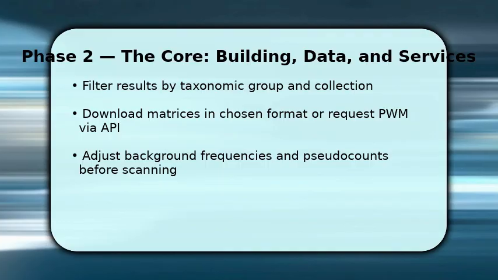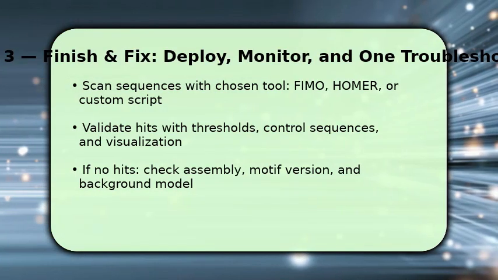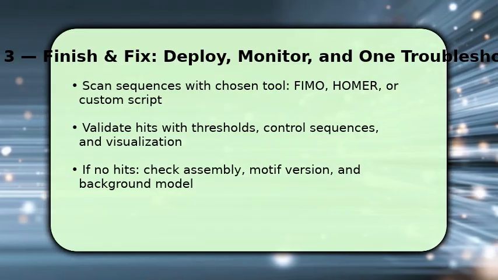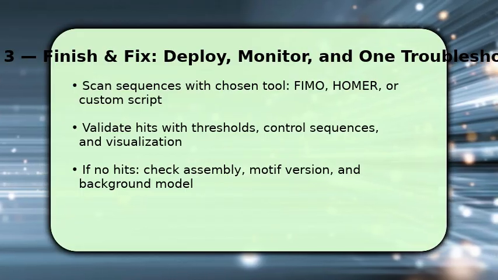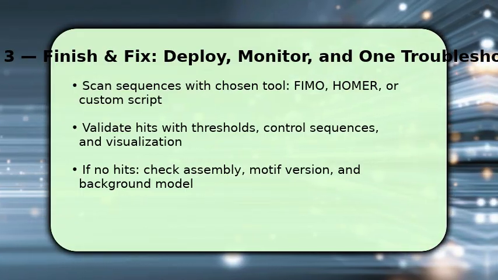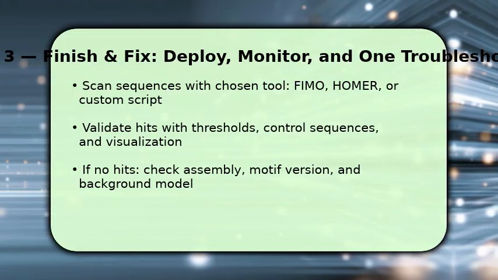Then, customize background nucleotide frequencies and add pseudocounts if your input sequences are small. This improves scoring accuracy when you later scan genomes or peak regions. You finish by scanning target sequences and validating results. Run FEMO or another motif scanner with the PWM and your selected p-value threshold, because conservative thresholds reduce false positives.